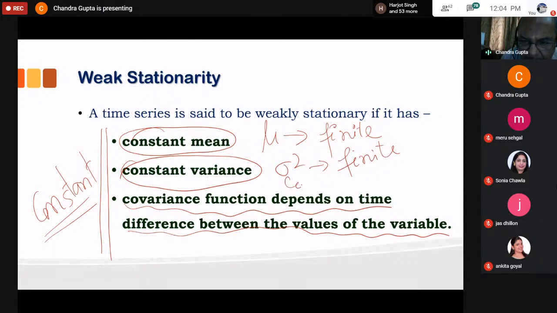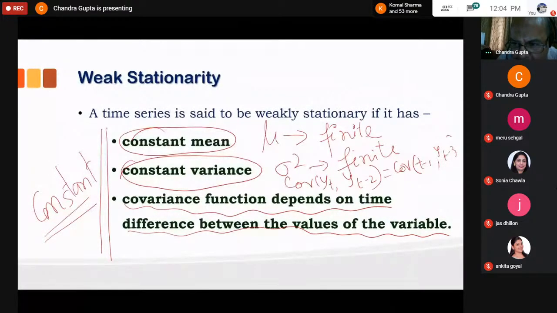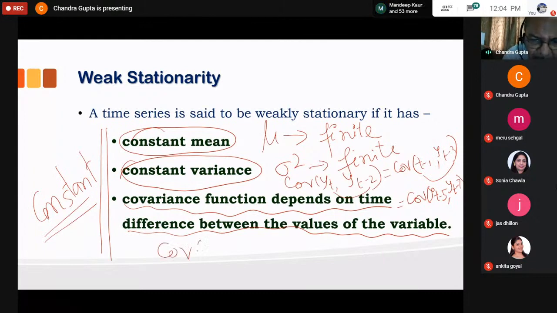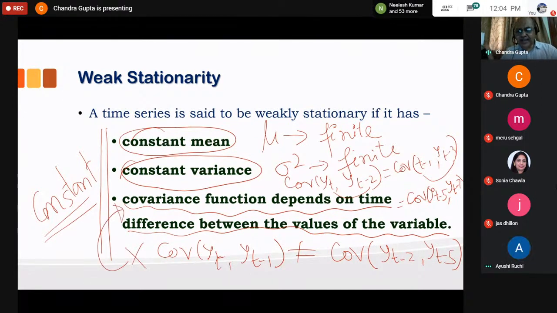Covariance between yt minus 2 and yt is the same as the covariance between yt minus 1 and yt minus 3. See, the difference is 2 lags. Covariance between yt minus 5 and yt minus 7, and so on. But the covariance of yt minus 1 may not be equal to the covariance of yt minus 2 and yt minus 5. And this is not related to our condition. Same lags, if the covariances are same, then we say weakly stationary.